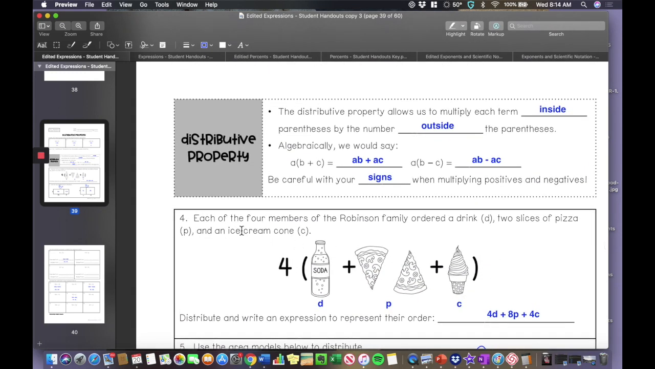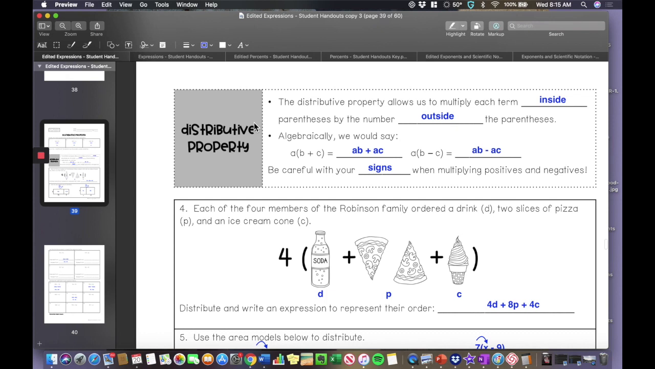So, for number 4, it says, each of the 4 members of the Robinson family ordered a drink, represented by the variable D, 2 slices of pizza, represented by P, and an ice cream cone, represented by C. So, here is what it looks like as the distributive property. Because I have 2 slices of pizza, I can represent it with a coefficient, because I have 2 times how many 1 slice of pizza.